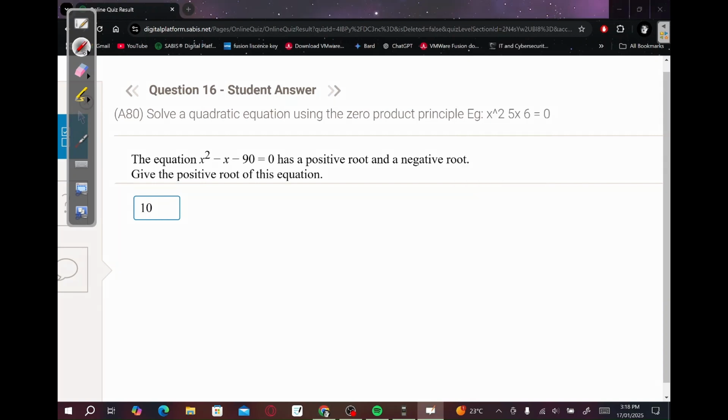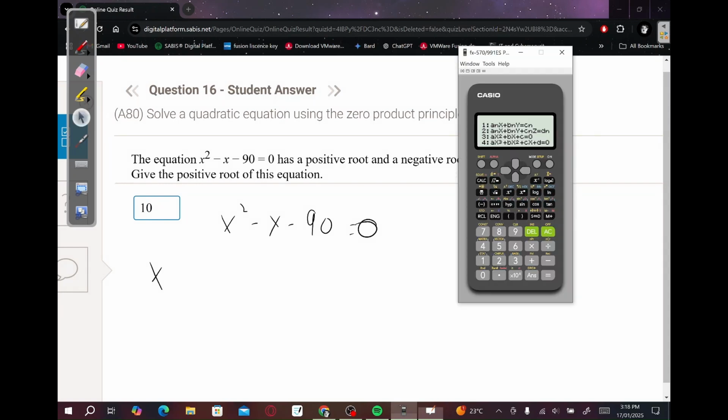The equation x squared minus x minus 90 equals 0 has a positive root and a negative root. Give the positive root. So, what we're going to do, let's not factor it. Actually, can we? Let me just check. You can also check if your factor works like this, by the way. So we're going to press 3, 1 minus 1. Actually, no, you can't do it.